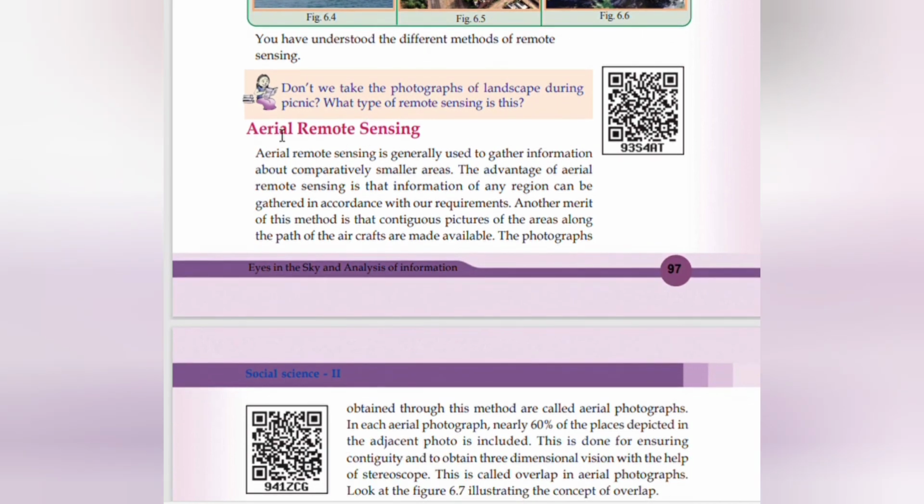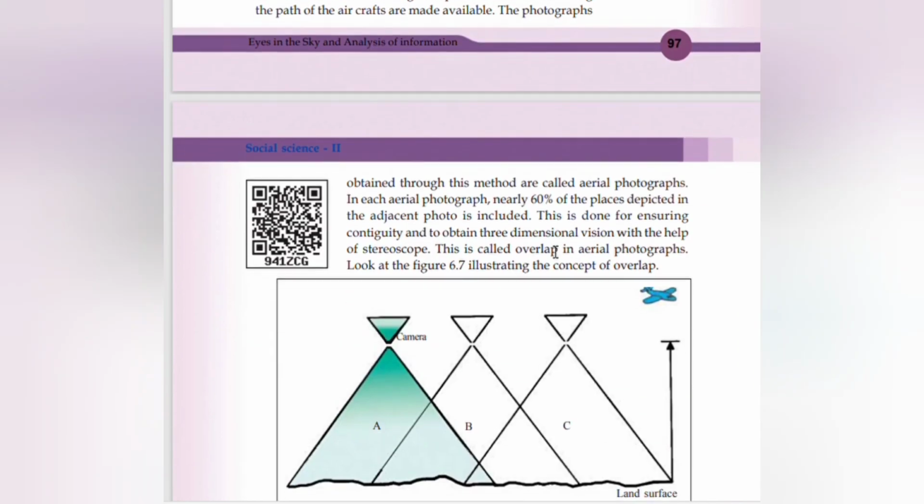Aerial remote sensing. Aerial remote sensing is generally used to gather information about comparatively smaller areas. An advantage of aerial remote sensing is that information of any region can be gathered in accordance with our requirements. Another merit of this method is that contiguous pictures of the areas along the path of the aircraft are made available. Photographs obtained through this method are called aerial photographs.